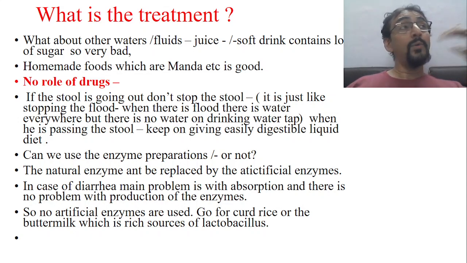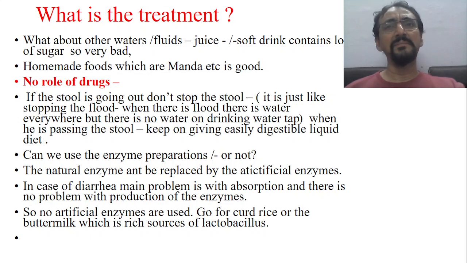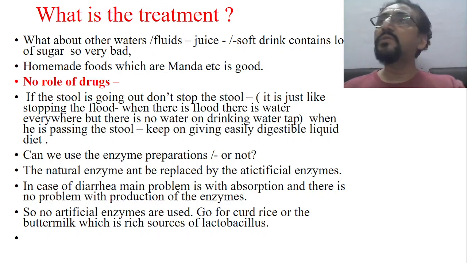So no artificial enzyme should be used. Now if you talk about Ayurveda, suppose if you want to give some of the enzymes, go for curd rice. One of the best purana methods, curd rice. In case of diarrhea the best is curd rice or buttermilk, which is a rich source of lactobacillus.